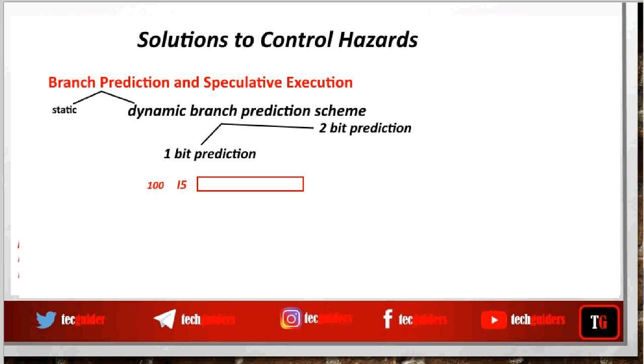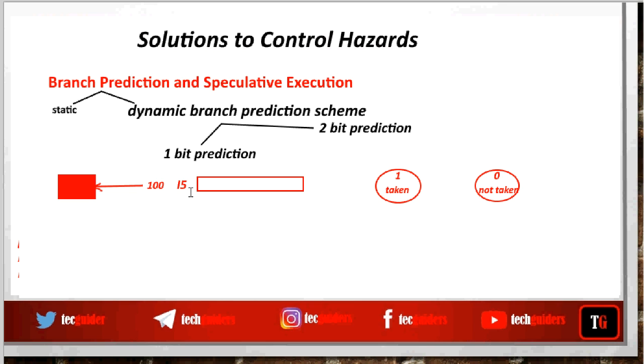Suppose I5 is a branch instruction whose address is 100. According to this 1-bit prediction scheme, this branch instruction will be associated with 1-bit information. This 1-bit information predicts whether this branch I5 will be taken or not. With 1 bit, we can represent two states, either 0 or 1. If the bit equals 0, the prediction is that the branch will not be taken. If the bit equals 1, the prediction is that the branch will be taken.